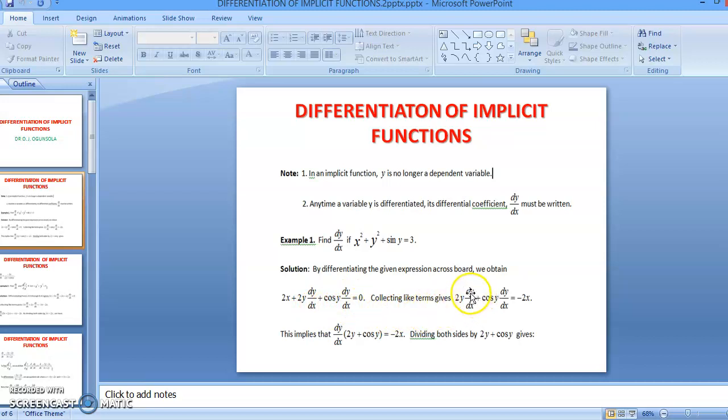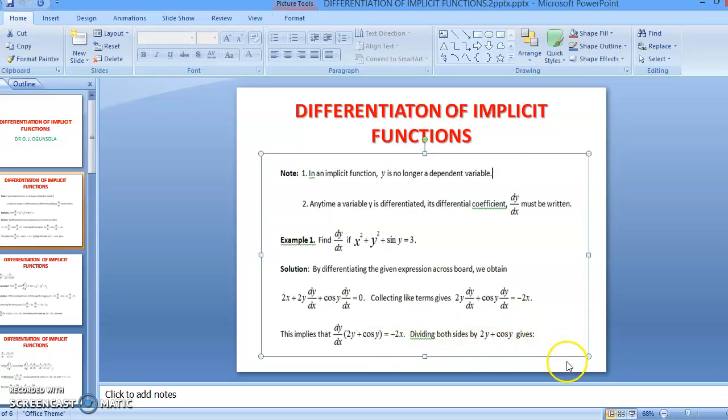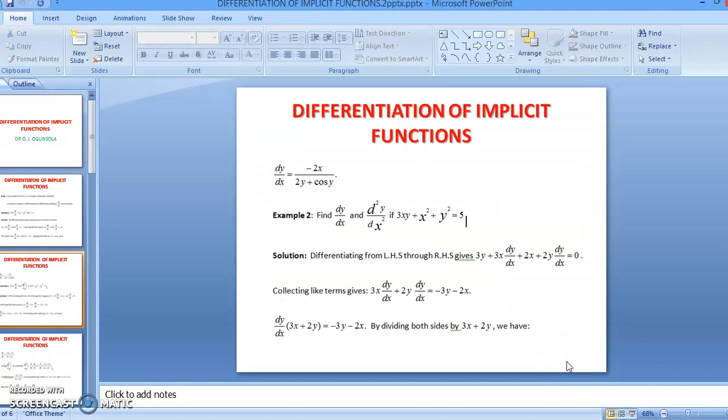So, by collecting like terms, you have 2y dy/dx plus cos y dy/dx is equal to minus 2x. Now, that implies, since dy/dx is common here, we can factor out dy/dx to have dy/dx times 2y plus cos y, which equals what? Minus 2x. Now, we divide both sides by 2y plus cos y. So, we have dy/dx will be minus 2x all over 2y plus cos y. So that is the solution to the first problem.